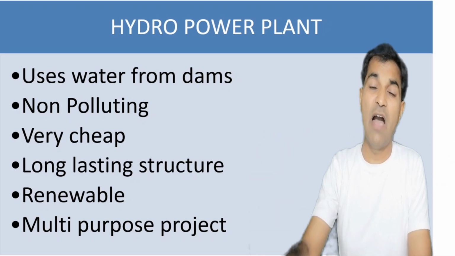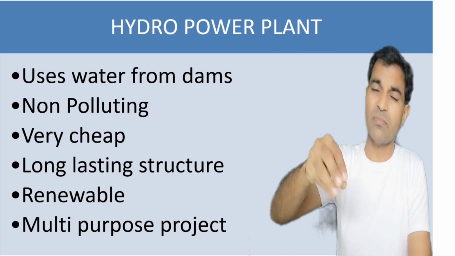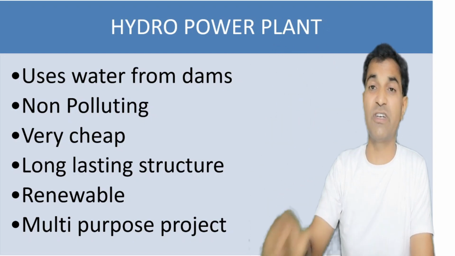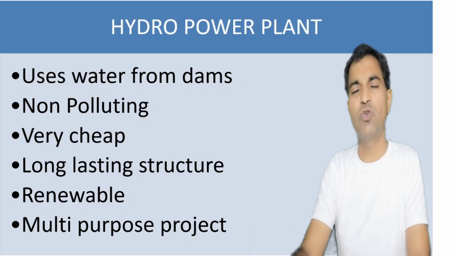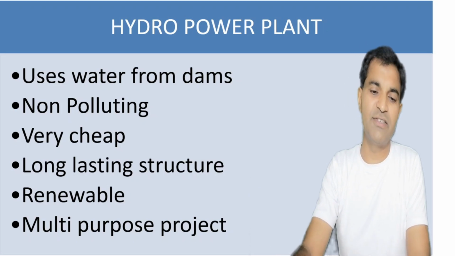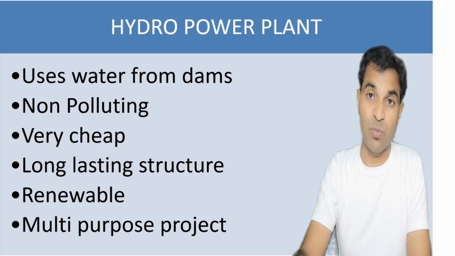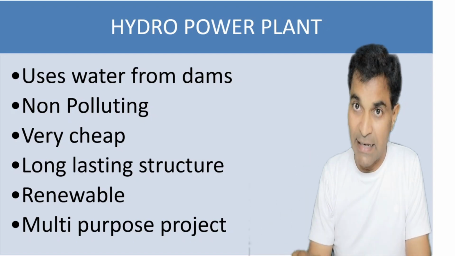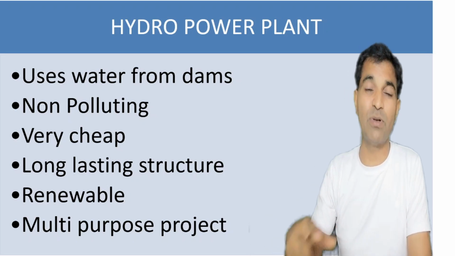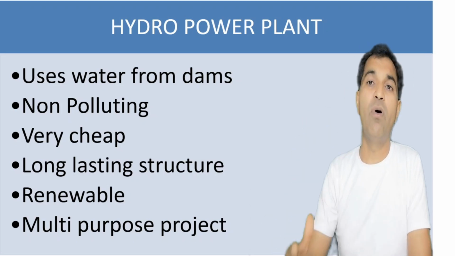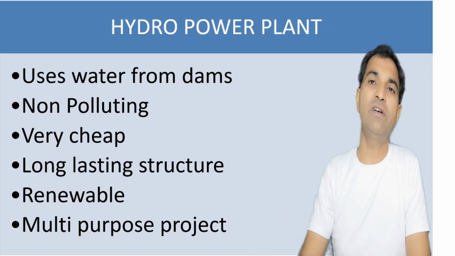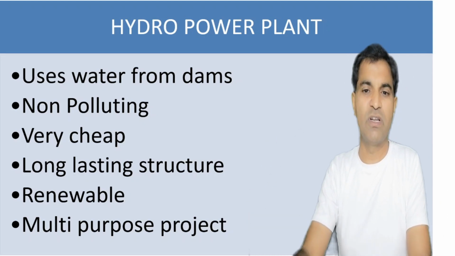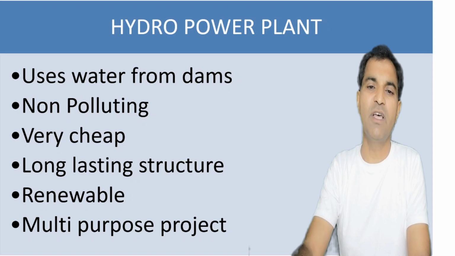Further, they are renewable. Every year after the monsoon, the water which we have used for the generation of electricity will be replenished, right? So they are renewable in nature, and they are multi-purpose projects, because we will be using them for the generation of electricity, for the irrigation of the land, for say drinking water, then fishing and whatnot. So basically these are multi-purpose projects.